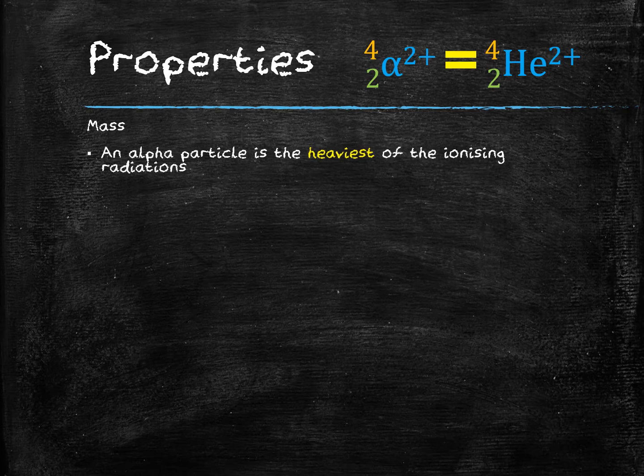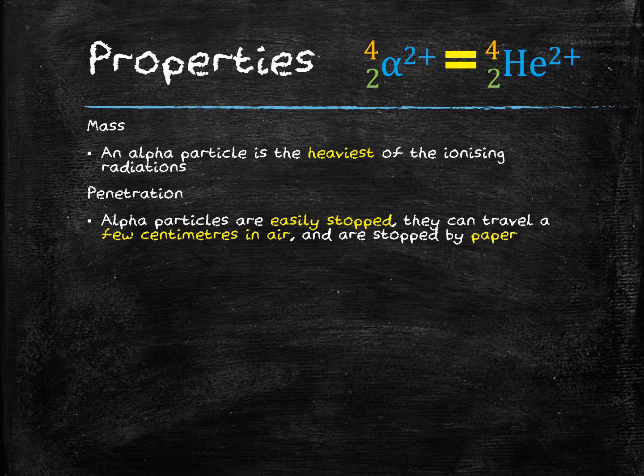Mass. It's the heaviest of the ionizing radiations. It's got an atomic mass of 4 AMU, which is tiny in terms of kilograms, but it is the heaviest of these three types of ionizing radiation that you need to know.